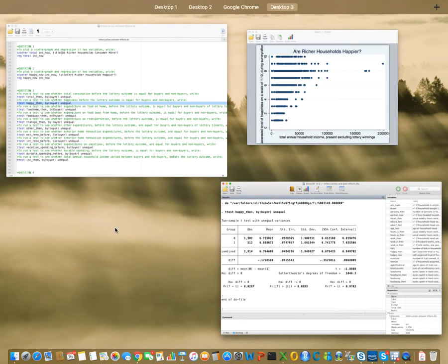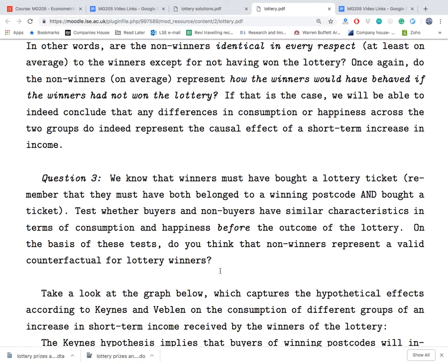If I go back to here, we just tested whether buyers and non-buyers have similar characteristics in terms of consumption and happiness before the outcome. In English, we concluded that while their consumption pattern seems to be similar, their happiness seems to be statistically different. The question is, why is that the case? Well, that's what the data tells us.